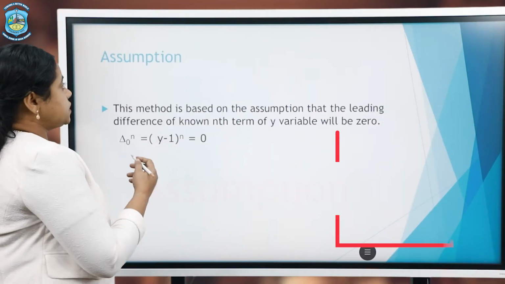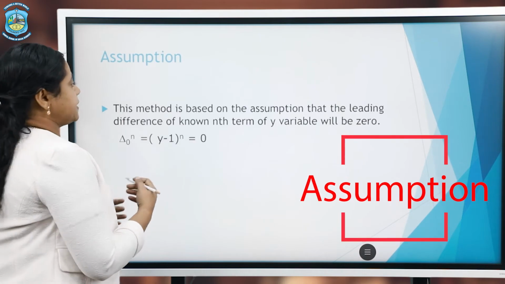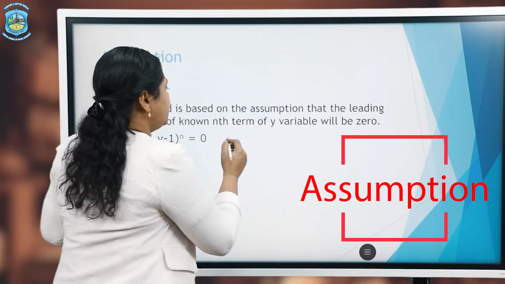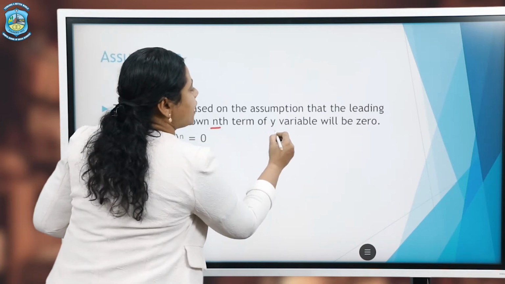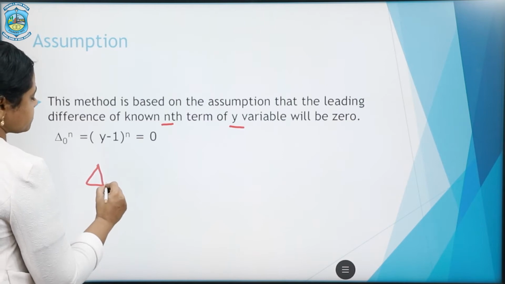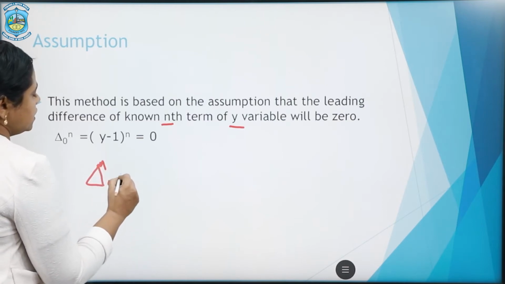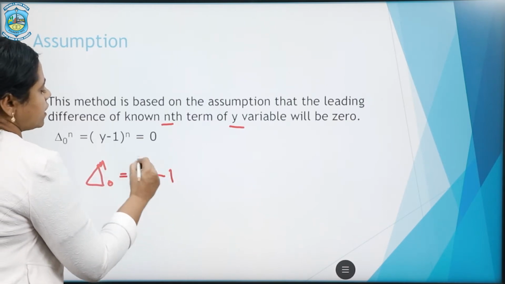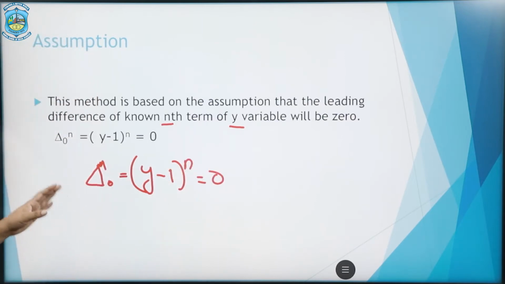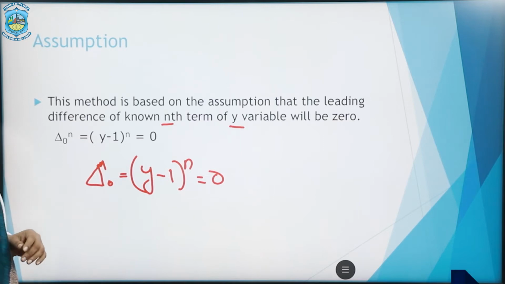The basic assumption which we use for this particular method is that the differences of the known nth terms of the y variable will be 0. That means delta to the power n of y equals (y minus 1) raised to n, which is equal to 0. This is the main assumption that we use in this method.